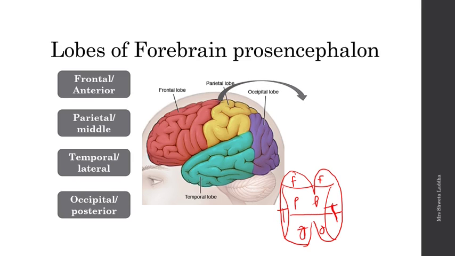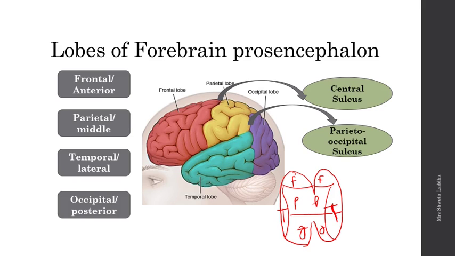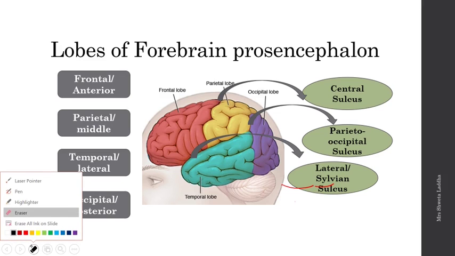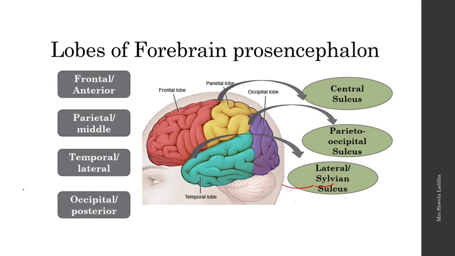The frontal lobe and the parietal lobe are separated by the central sulcus. The parietal and the occipital are separated by the parieto-occipital sulcus, and the temporal lobe is separated from the frontal and parietal by the sylvian sulcus or the lateral sulcus, as you can see in the picture. So there are sulci which separate the different parts of the cerebrum.